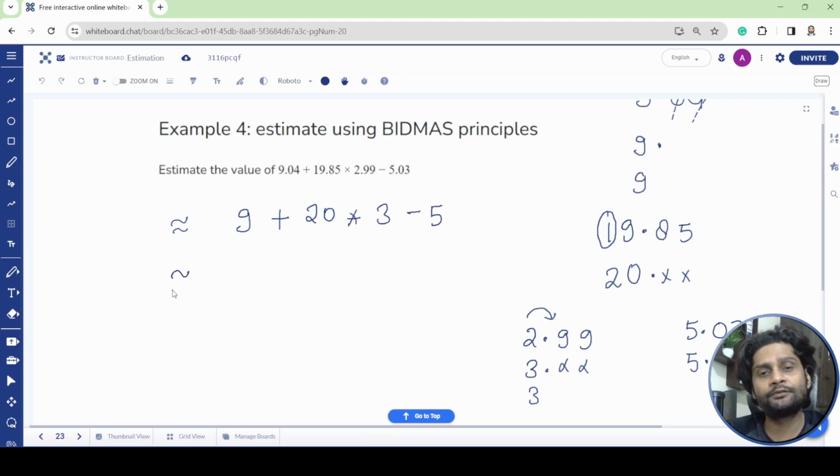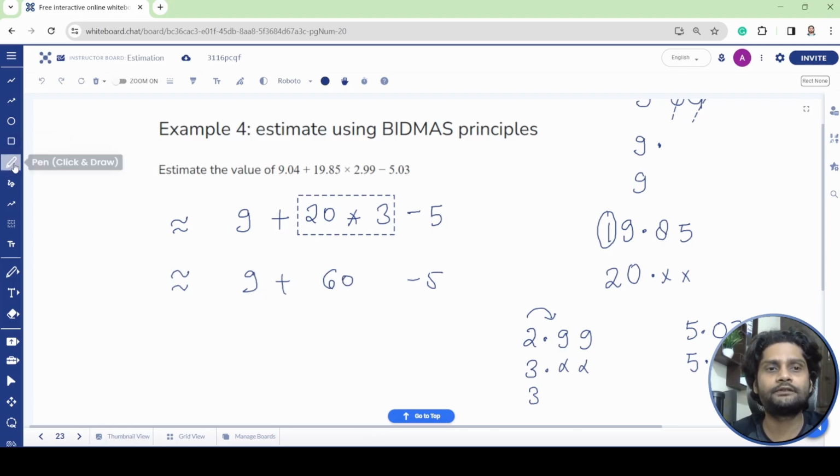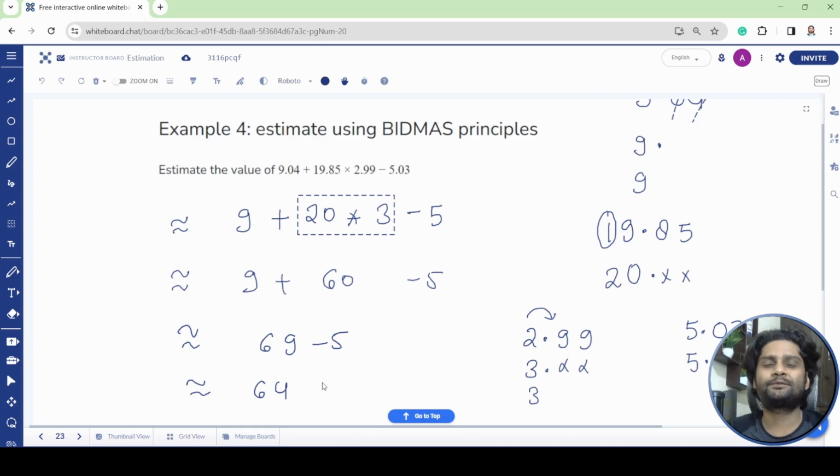Now it's much easier students. According to the BIDMAS principle, you have to perform multiplication before addition and subtraction. So keep the added and subtracted terms as they are. Now you have to follow multiplication first. That simply becomes 60, and now you can go left to right. 9 plus 60 is 69. Minus 5 is going to be 64. The 64 is the approximate answer for the given expression.